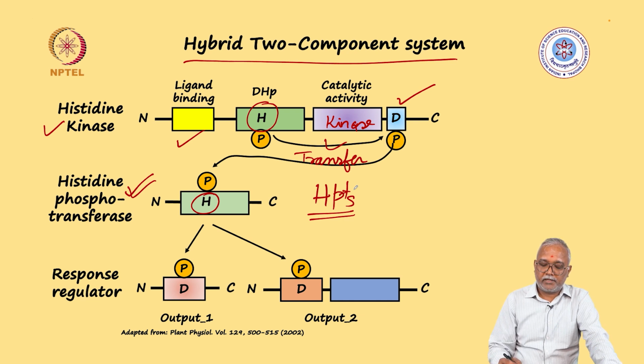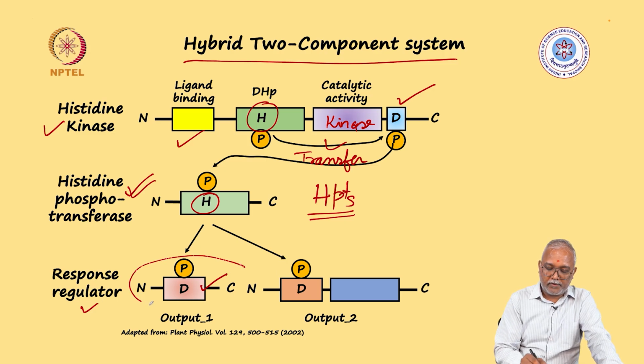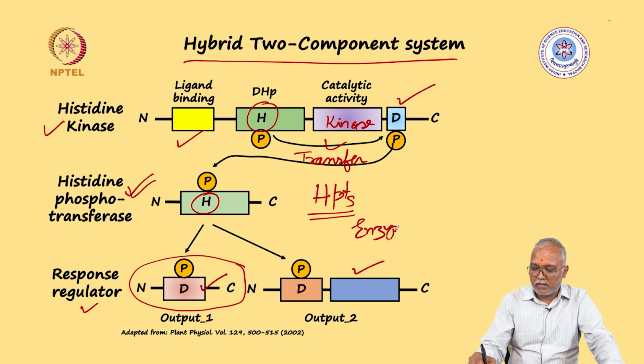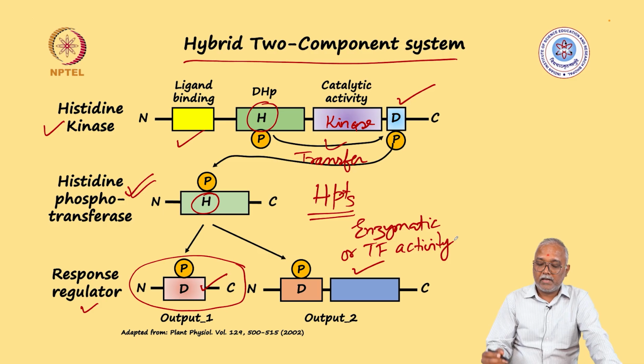This histidine phosphotransferase will be able to transfer the phosphate to the next aspartate residue which is present in the response regulator. As we saw in the previous slide, the response regulator could be the simplest one, which has nothing but this aspartate domain which receives the phosphate group, or it can have an additional domain which can have an enzymatic activity, or it can have transcription factor activity, right?